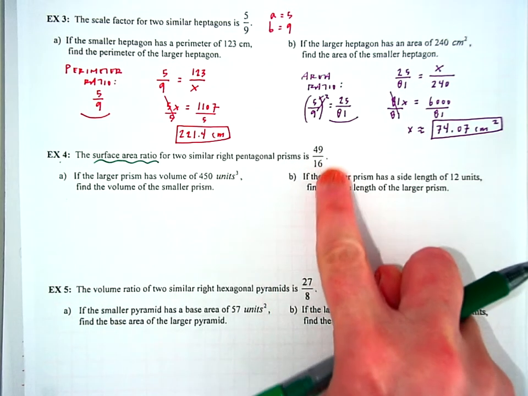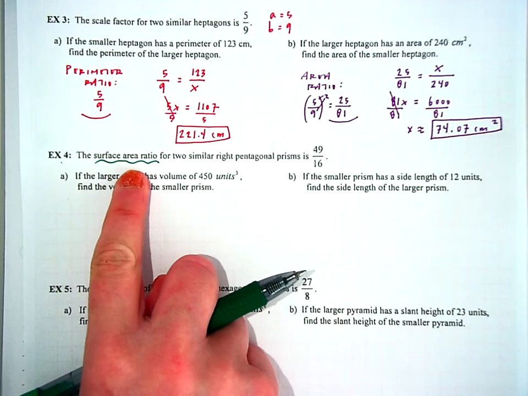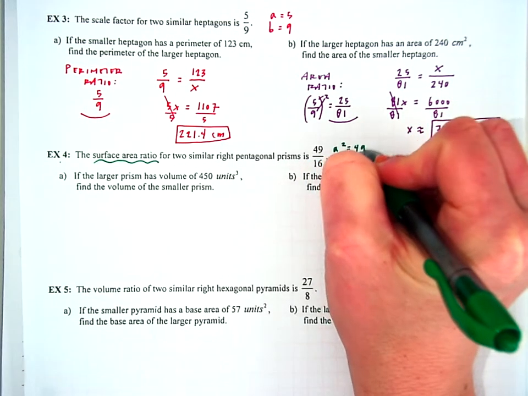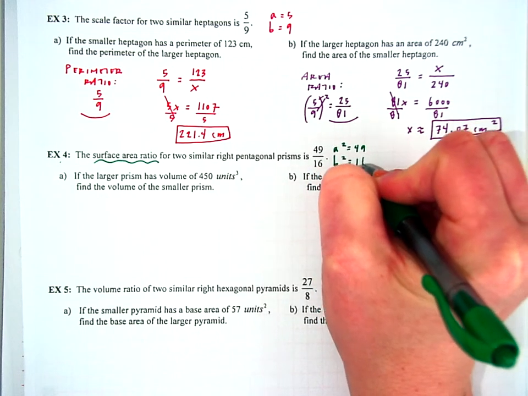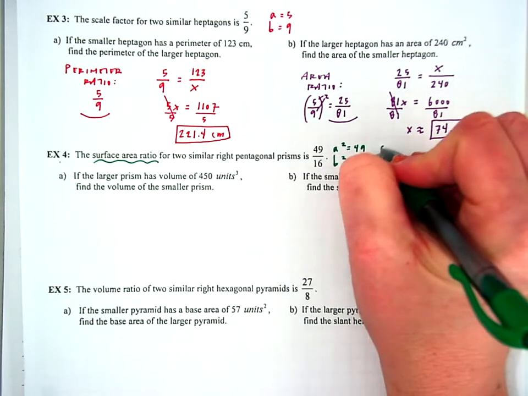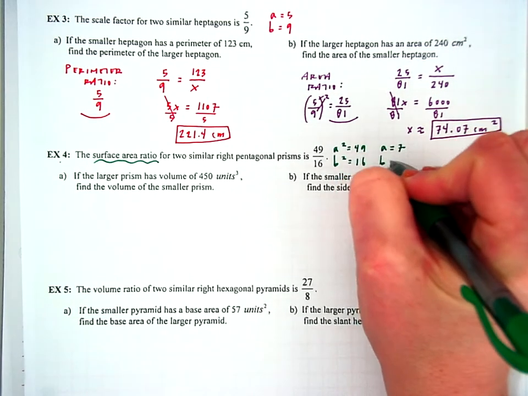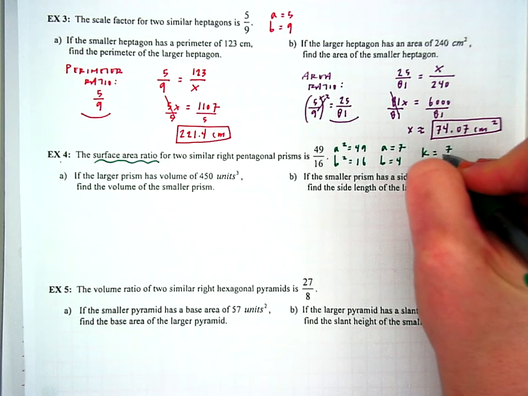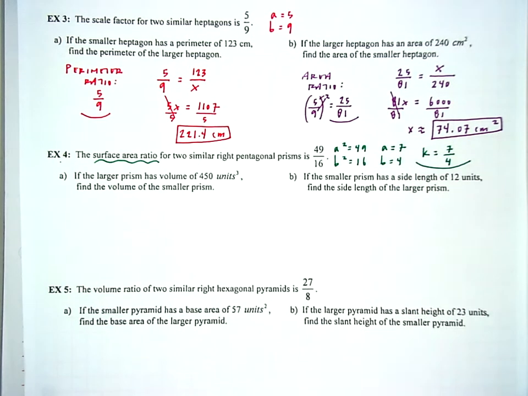All right, next up, example 4. So here we're starting with a surface area ratio. That's our starting point. We have two similar right pentagonal prisms, and that ratio is 49:16. Since we were starting with an area ratio, we were given that A squared is 49 and B squared is 16. If I take the square root of 49 and the square root of 16, I can see that the A value is 7 and the B value is 4. So my scale factor, the k, will be in a ratio of 7 to 4.